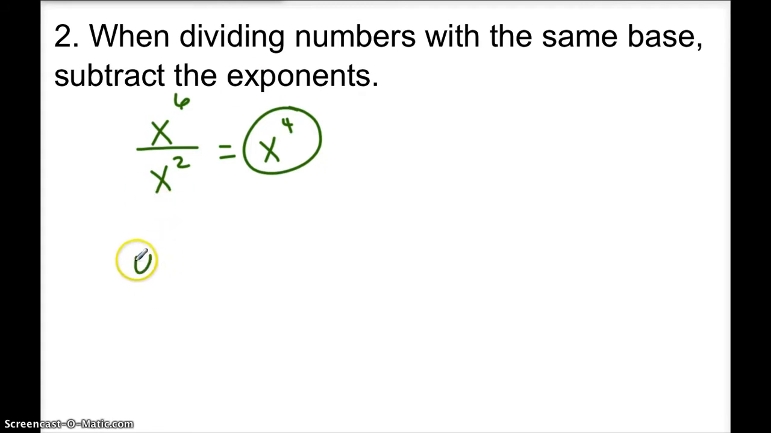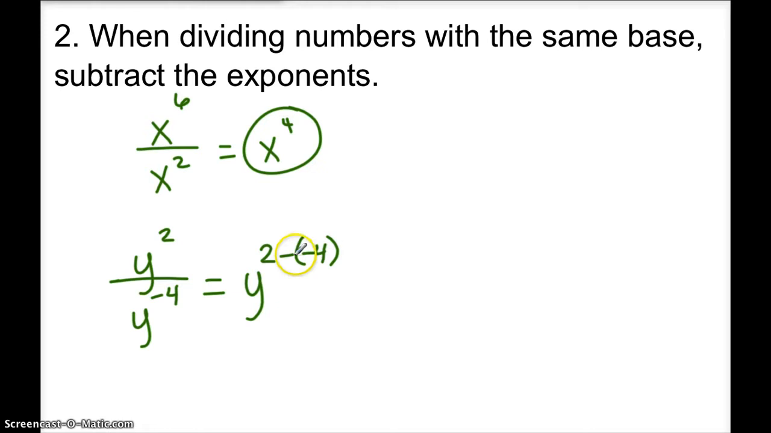Okay, if we had y to the second over y to the negative fourth. Now let's be careful on this one. We're going to take 2 minus a negative 4. Okay, remember, anytime you see minus a negative, that actually becomes plus. So 2 plus 4, which is y to the sixth. So you've got to watch out for those negatives.